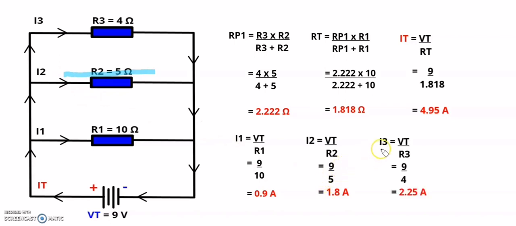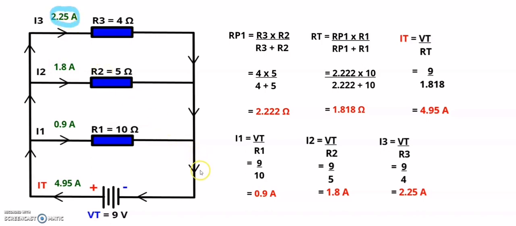And then my last current that we need to calculate will be I3, which is also V total divided by R3, which is 9 divided by 4, which will give me a current flow of 2.25 amps flowing through that resistor. So now that I have all my currents, there I have my I total, the total current flowing in the circuit. There I have my I1 flowing through that branch, I have I2 and I have I3.